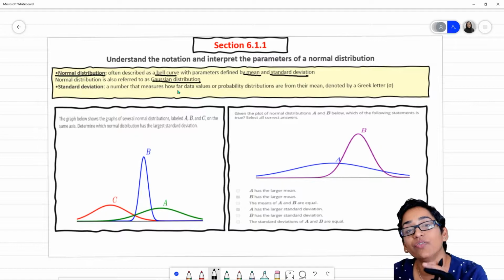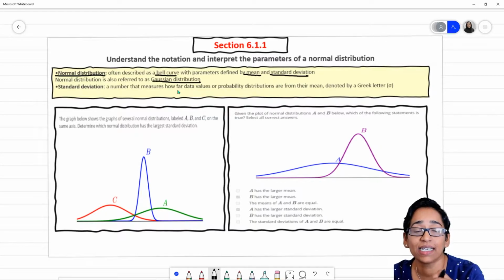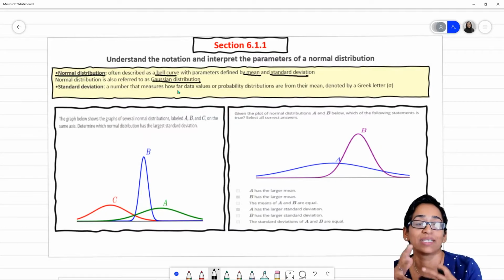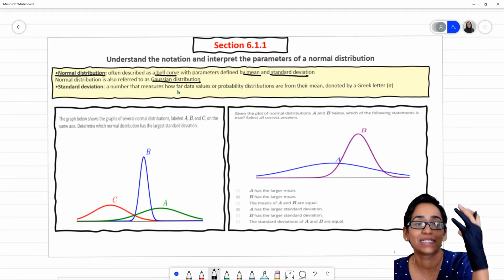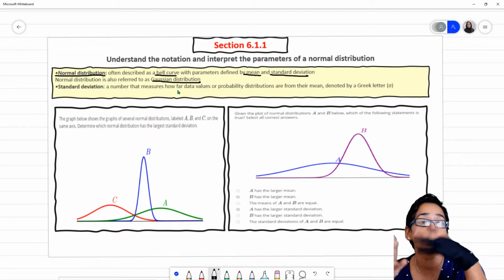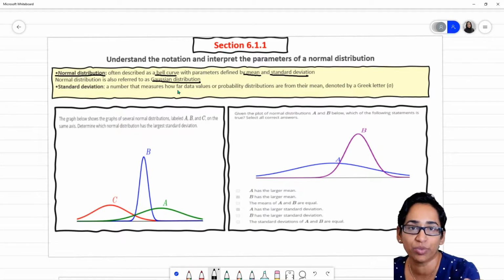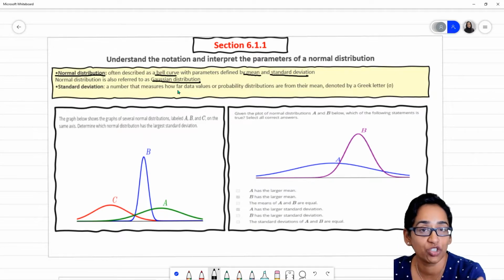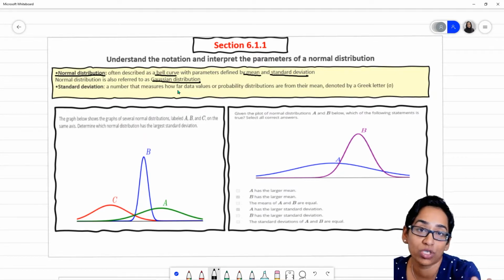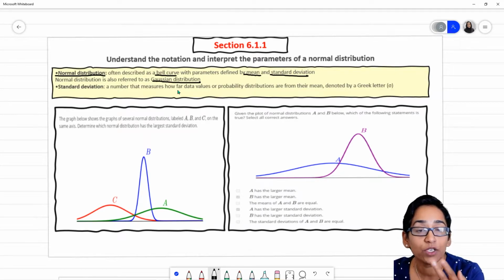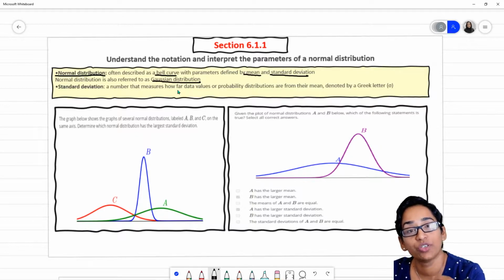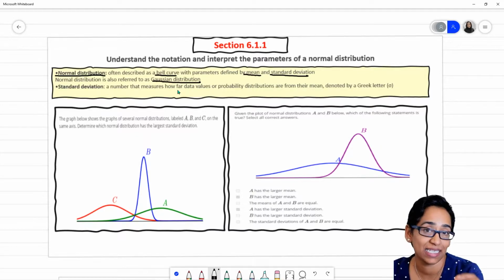So the majority of the data that we take in statistics, when you graph them as a histogram, falls under a bell-shaped curve. So that's why we say that the majority of the data is normally distributed, which is also a bell-shaped curve, which is also a Gaussian distribution. The two important factors of a normal distribution are the mean and the standard deviation.